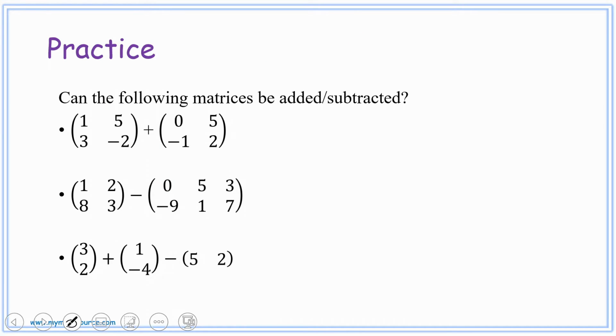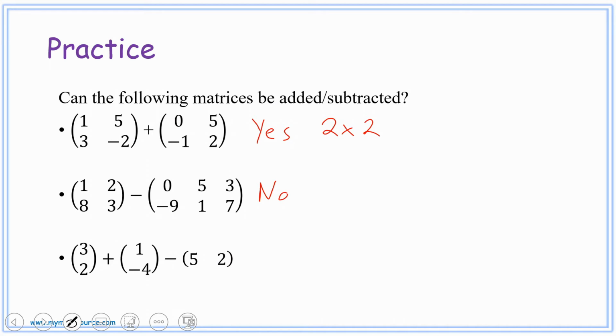Can we see if these ones can be added or not? All you have to do is here say yes or no. Well, this one can. Yes, it can, because they are both 2 by 2 matrices. And so each corresponding entry can be added. How about the second one? If you said no, you are correct.